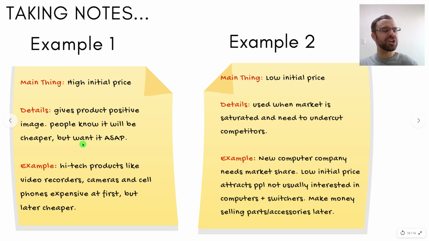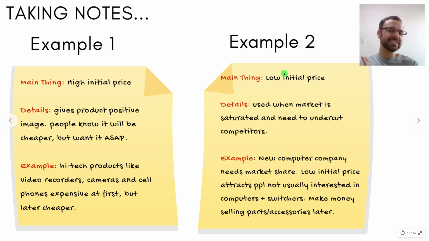After that, I get the general details that are given about a high initial price. In this case, I'm writing about how it gives a product a positive image and how people know it will be cheaper later, but they want it as soon as possible. Now you can see I'm using sentence fragments. I'm not using proper grammar. I'm trying to make my notes really quick. And then after that, I'm getting as many details as I can about the real life example. In this case, I'm getting notes about high-tech products like video recorders, cameras, and cell phones.